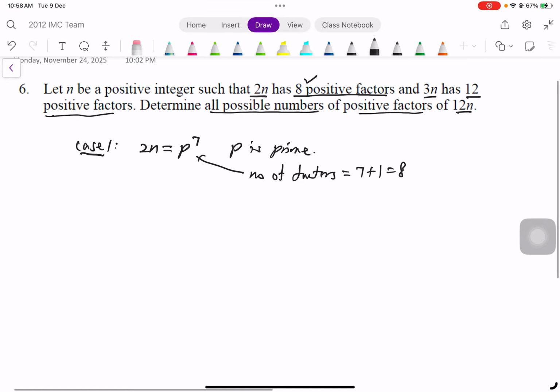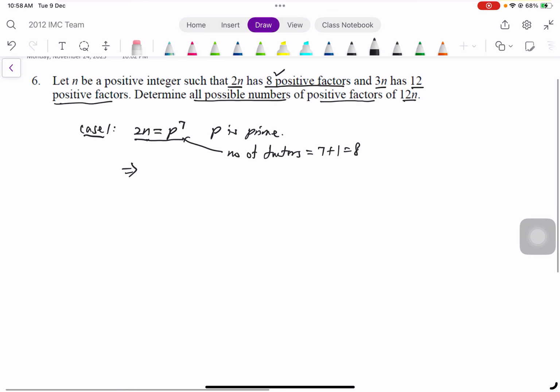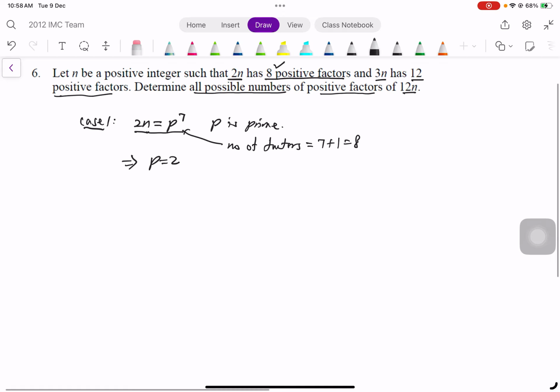It fulfills the criteria. But when you say 2n equals p to the power 7, it actually implies that this prime is 2. That means p has to be 2. In this case, 2n will be just equal to 2 to the power 7. Therefore, n will be just 2 to the power 6.